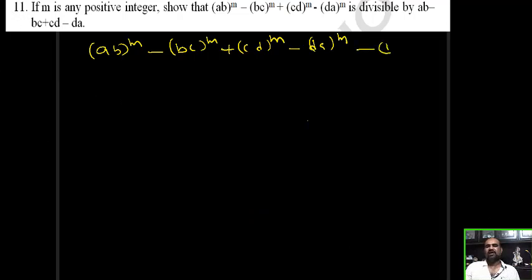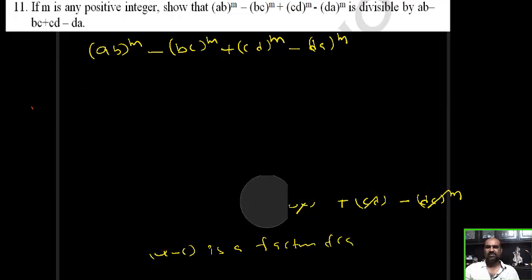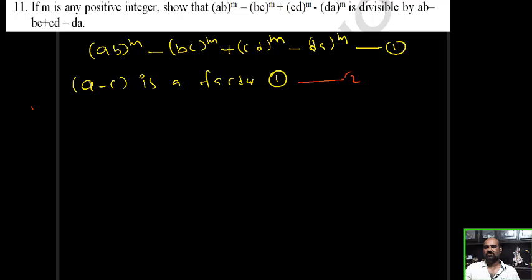This is 1. What I got, a minus c is a factor of 1. Now I want result 2. Actually, you want to prove that a minus c and b minus d are the two factors of this expression.